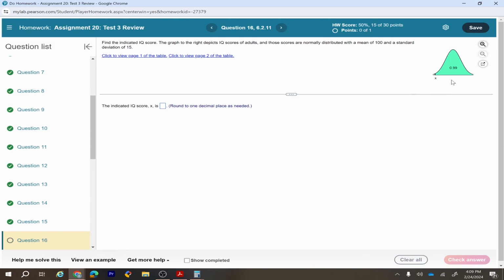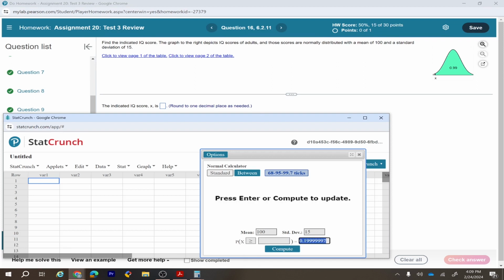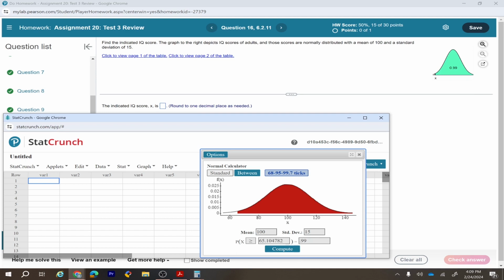For 99% to the right, don't forget that. So you have to go back here. It's to the right, and the area is 99% to the right of that value. The value is 65.1. Remember, the mean is 100 and the standard deviation is 15.